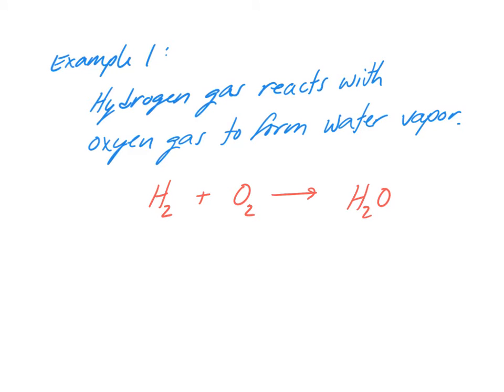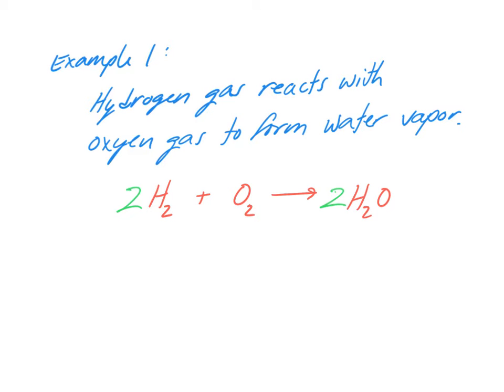All right, my next step here now is to balance the equation. I cannot change the formulas. All I can do now is add coefficients to balance the equation. And if we balance it, we'll come up with 2 hydrogen molecules for every 1 oxygen molecule to form 2 molecules of water. And that's all there is to it. That is our first example.